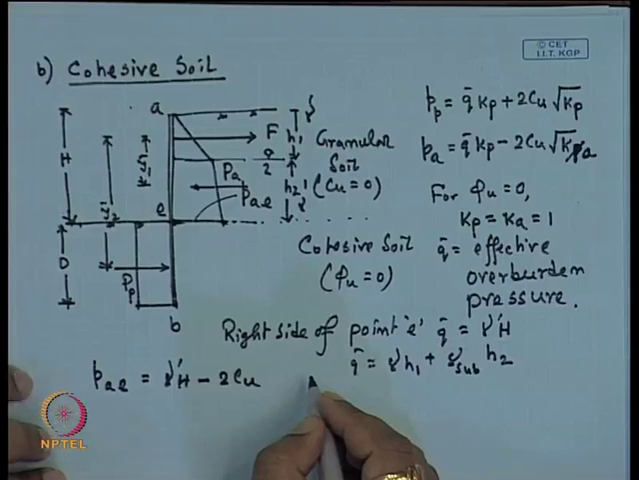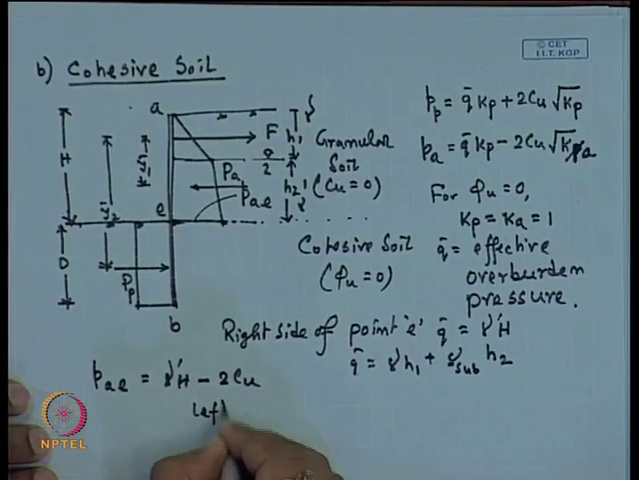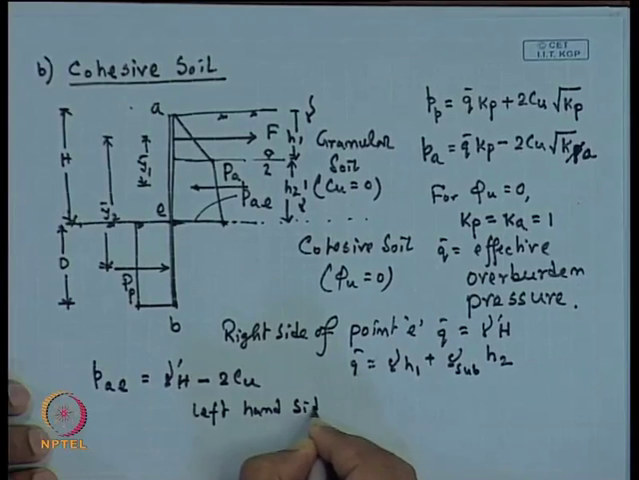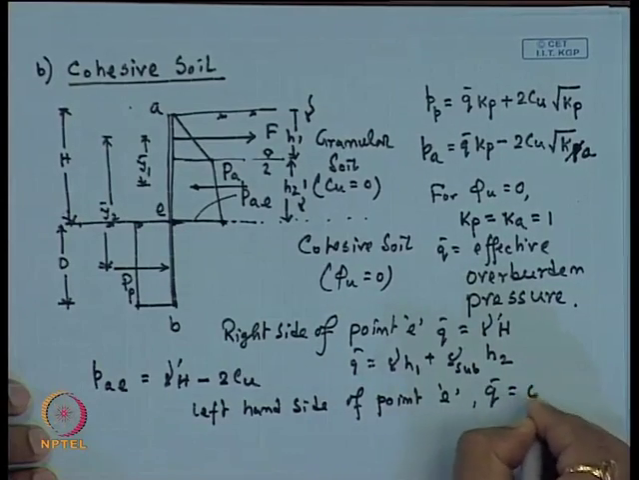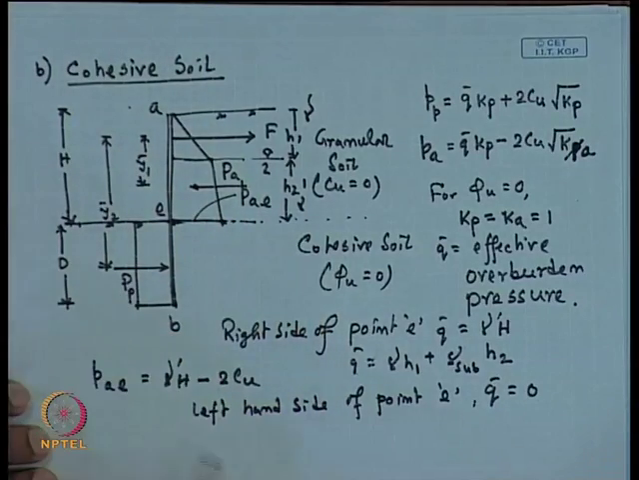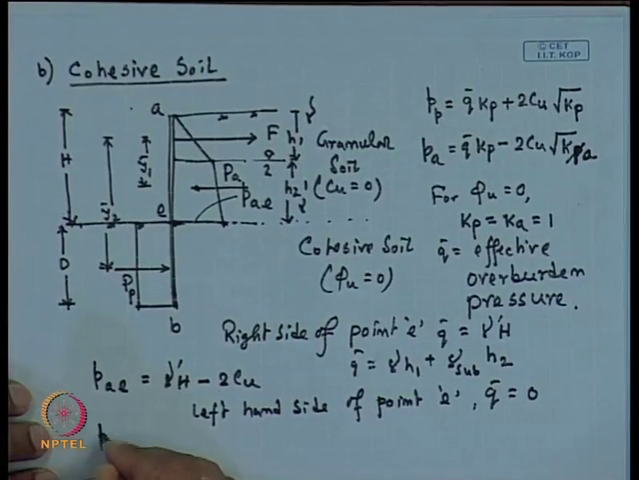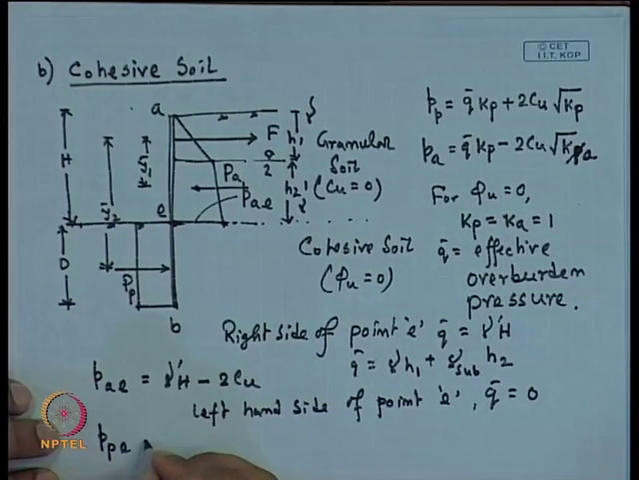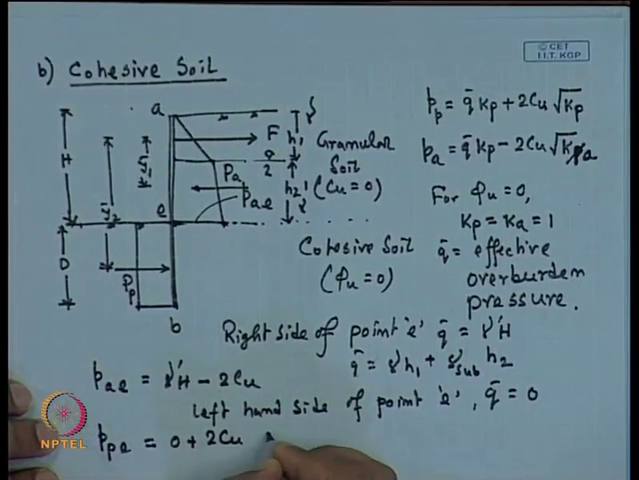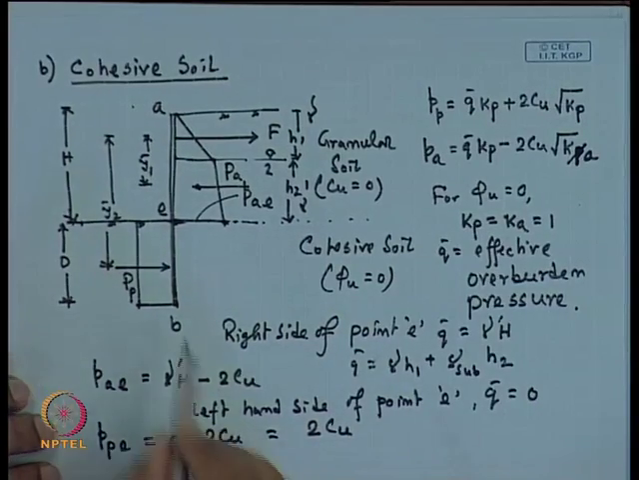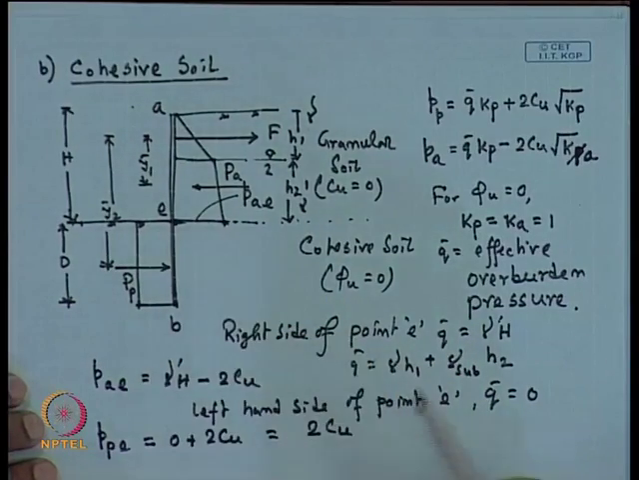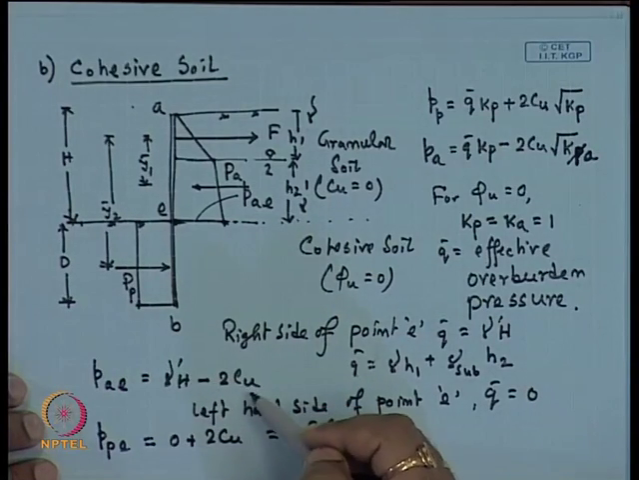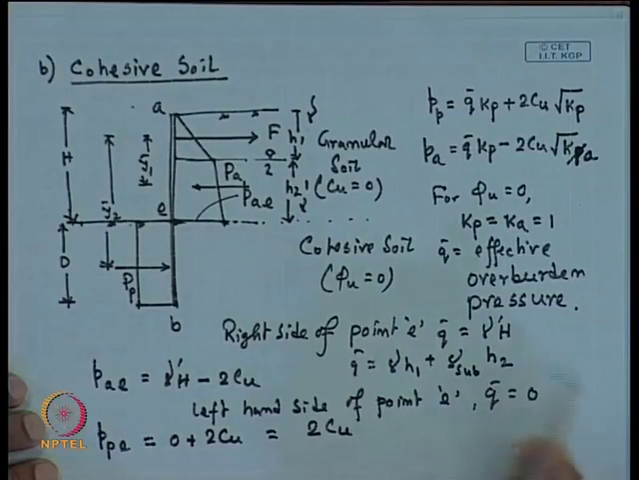Similarly, at the left hand side of point E, Q bar is 0, because here no surcharge is there. So, Q bar is equal to 0. You can write that PPE, the passive earth pressure, is equal to 0 plus 2 Cu. So, that is equal to 2 Cu. So, at this point, the dredge level, on the right side the active pressure is gamma dash h minus 2 Cu and the passive pressure is 2 Cu.